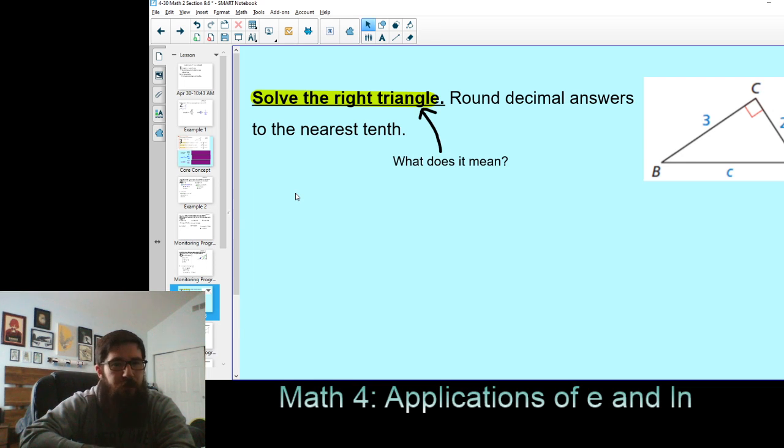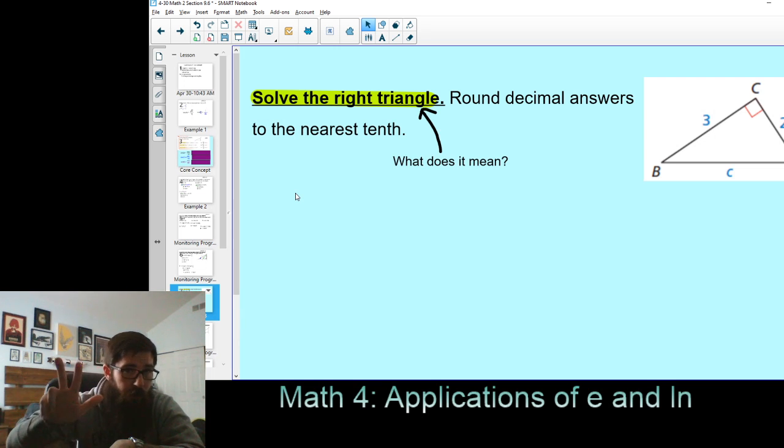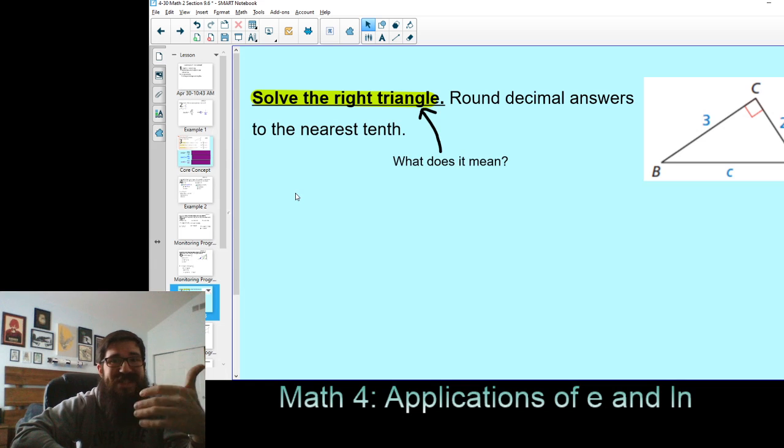What does it mean to solve the right triangle? Every triangle that you ever come across is going to have 3 sides, and it's going to have 3 angles, hence triangle. The size of the angle determines the size, or the side length. When I say solve the triangle, I want to know all 3 sides and all 3 angles. 6 pieces of information. We're only messing with right triangles, so really you're only going to have to find 1 or 2 angles and then the rest of the sides here.